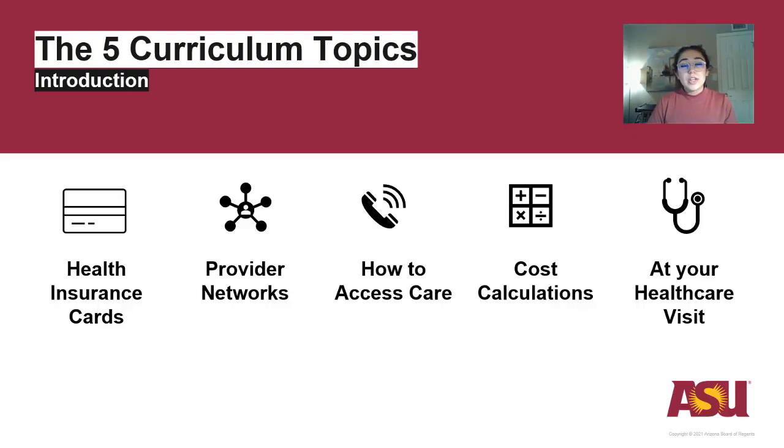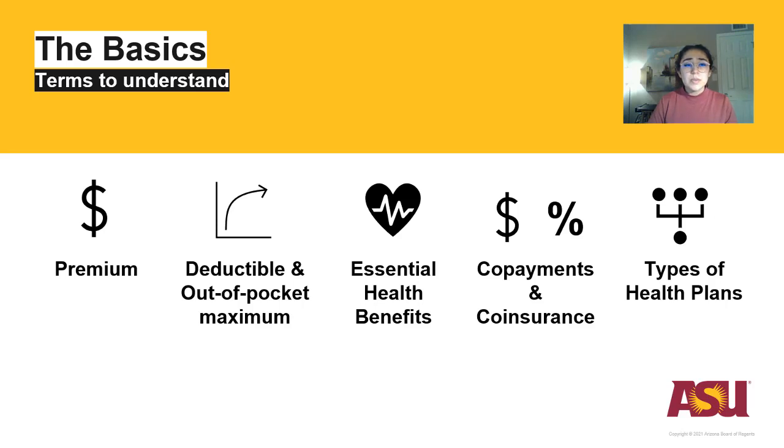So these are the 5 curriculum topics. We have health insurance cards, provider networks, how can you access care, and cost calculations, as well as what to do at your healthcare visit. And so the basics that we'll be going through is what is health insurance, and here on the slides, premium, deductible, out-of-pocket maximums, what are your essential health benefits that you qualify for, what is a co-payment and co-insurance, and the types of health plans.